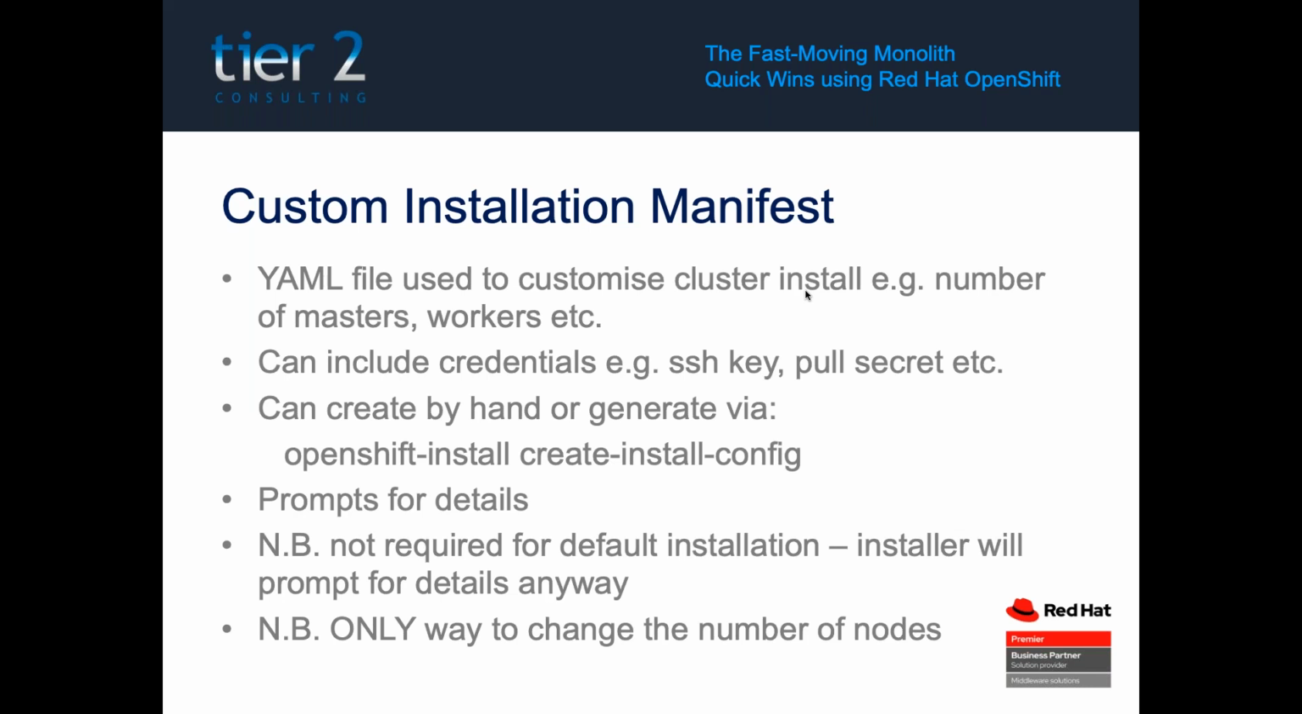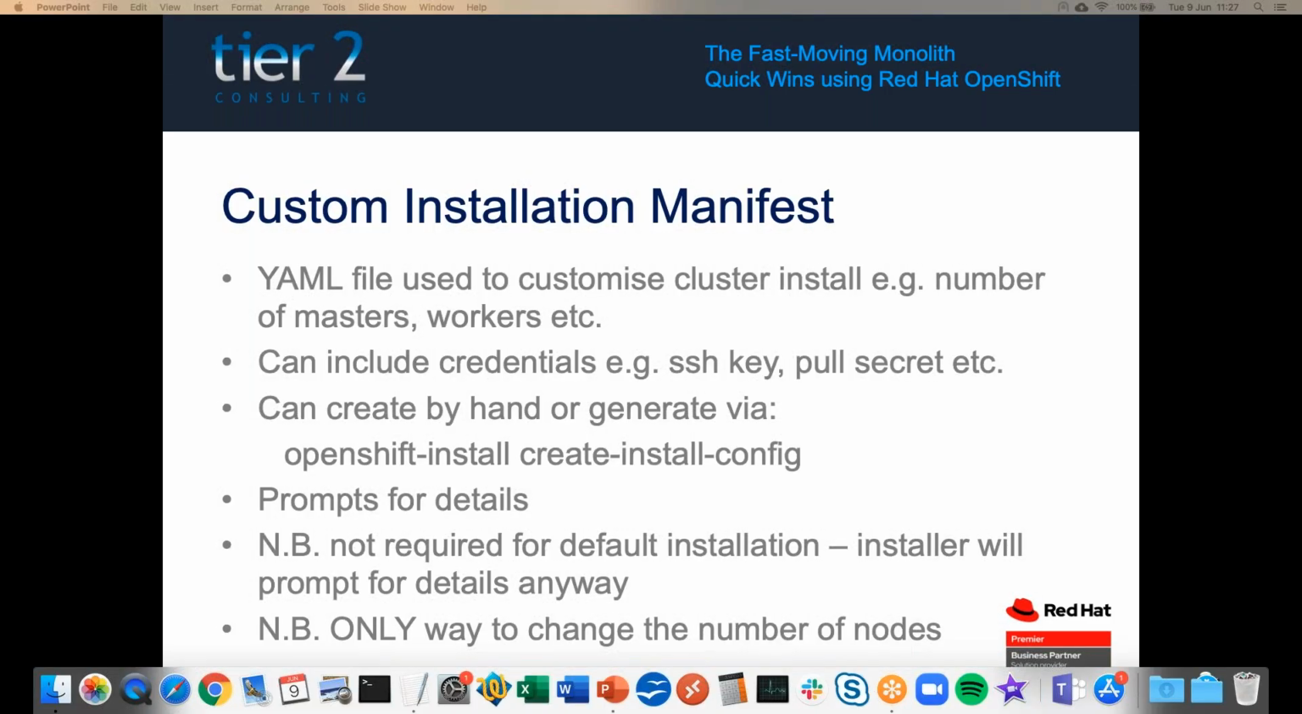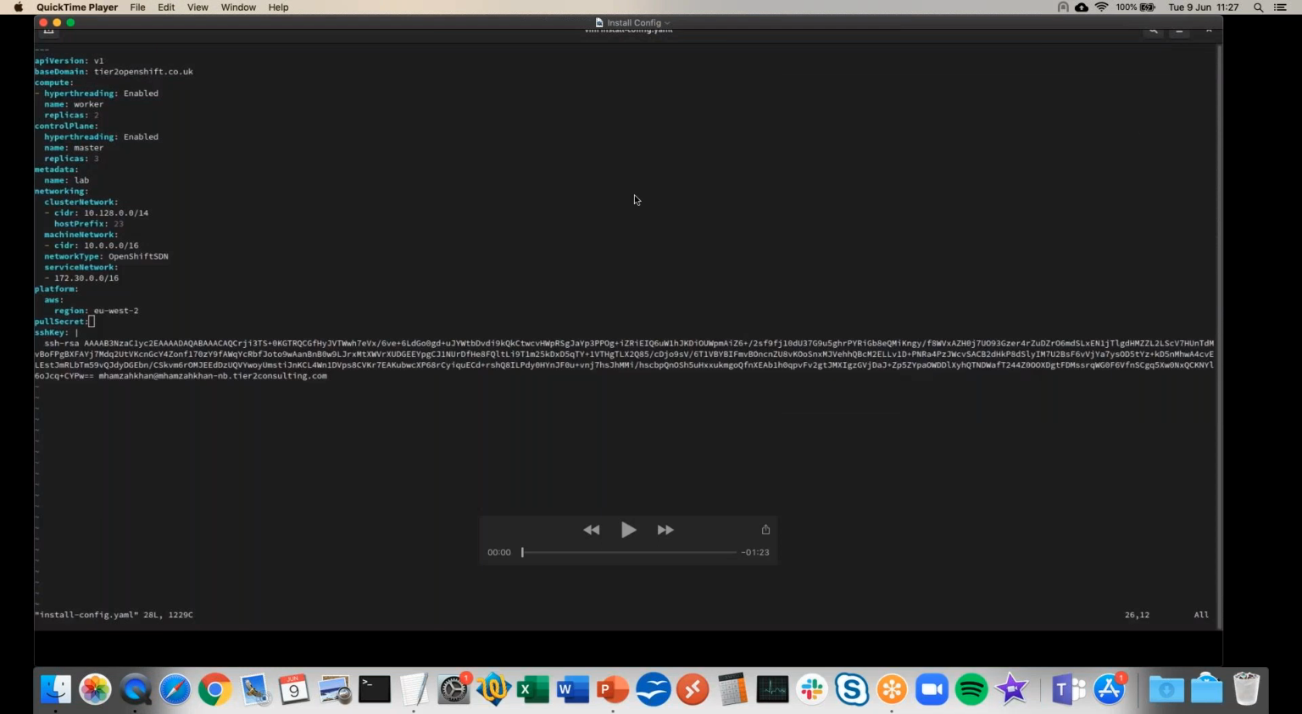Incidentally, if you do want to change the number of masters and workers, then creating this file is the only way to do that during the installation process. Because if we just run the installer right now, we will get three masters and three workers, and we won't get a choice. So that's part of the reason why I think it's a good idea to create a custom install file before you proceed. Let's have a look at this one.